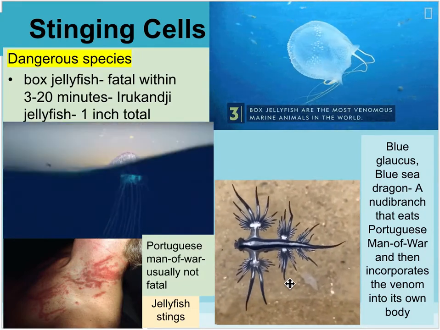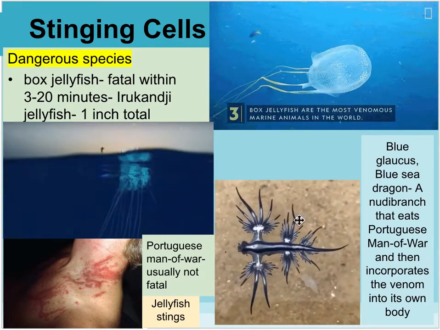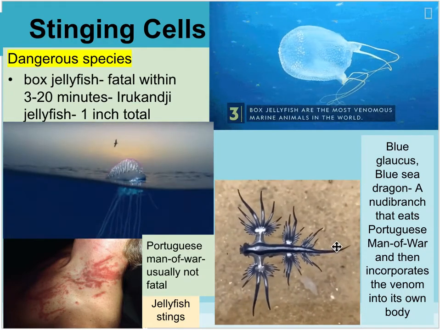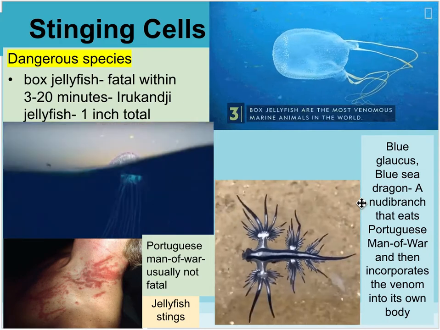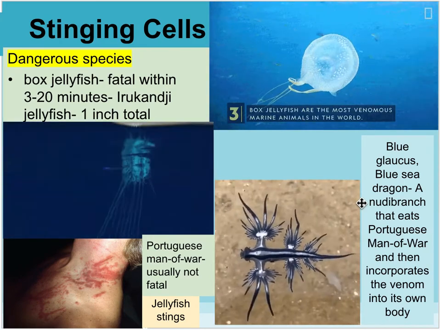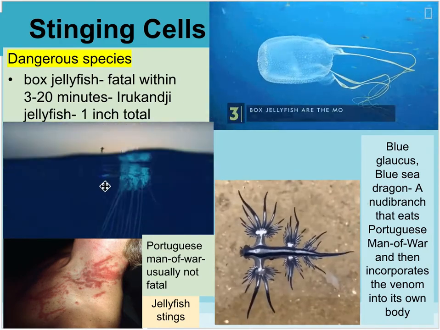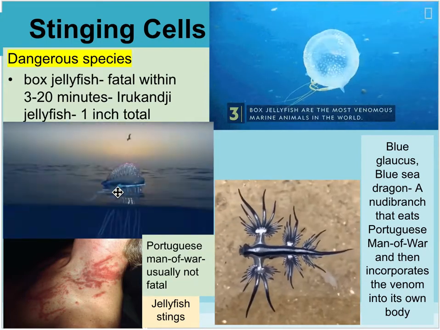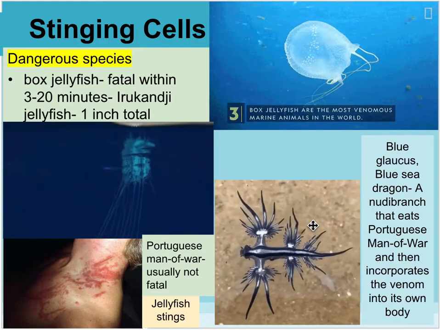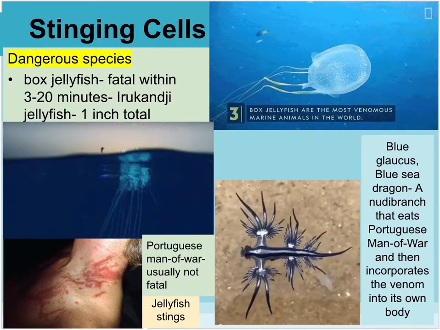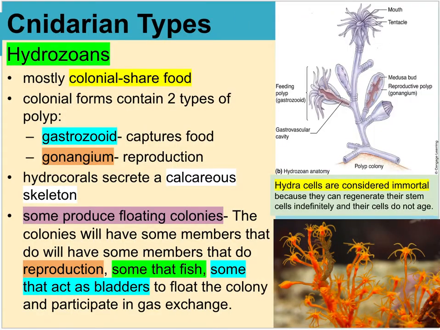I just have to give a shout out to this nudie here. Nudibranchs are one of my favorites, and this is one of my favorite nudies. This is a blue glaucus, or the blue sea dragon. This is a type of nudibranch that actually eats the Portuguese man of war and then incorporates the venom into its own body, and it's just the GOAT of all nudibranchs. Look at it. It's just really cool looking.